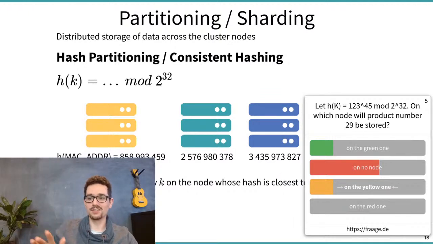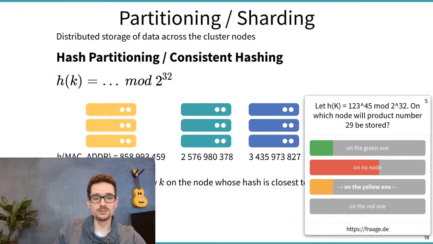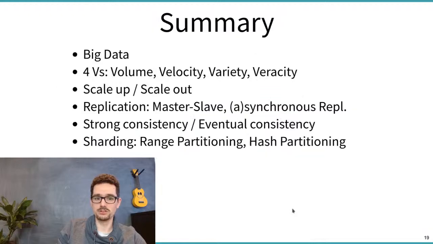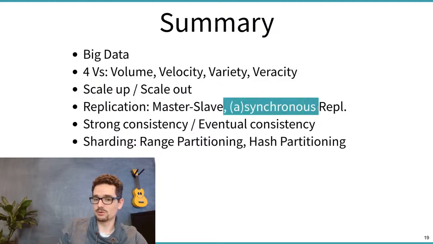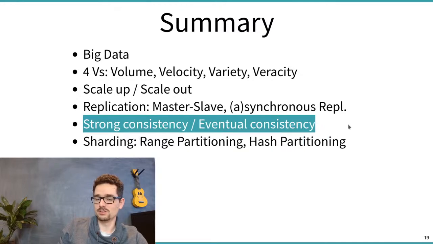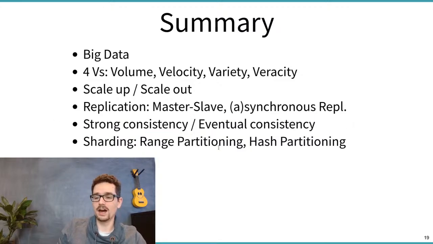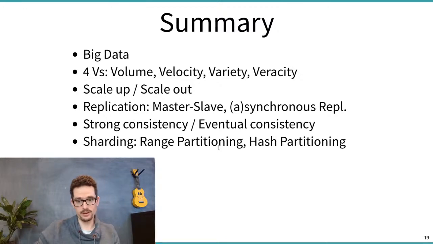Okay. I just want to give you a quick introduction of the challenges in big data management, and an overview of what replication and sharding or partitioning means. A little summary here. We looked at the big data definition, the four V's: volume, velocity, variety, veracity, what scale up and scale out means. For replication, we looked at master-slave, asynchronous and synchronous replication, and we looked at the difference between strong consistency and eventual consistency. And for sharding, two approaches: sharding by a range of values, or using a hash function to compute where a data item should be stored.